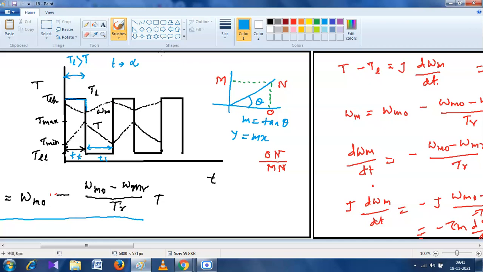Which one is the machine torque curve? This one, T. So what is the initial point of T? So what is the starting point? When T is equal to zero, when small t is equal to zero, what is the value of machine torque?